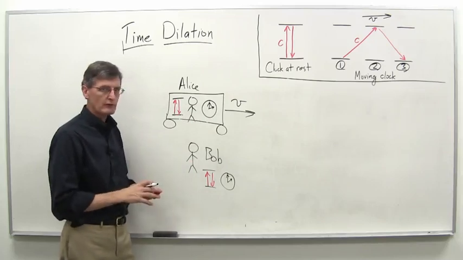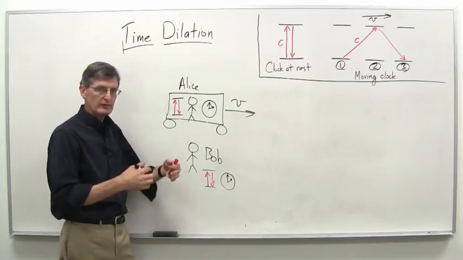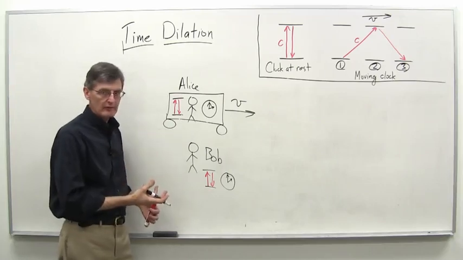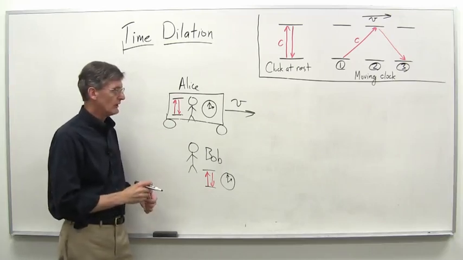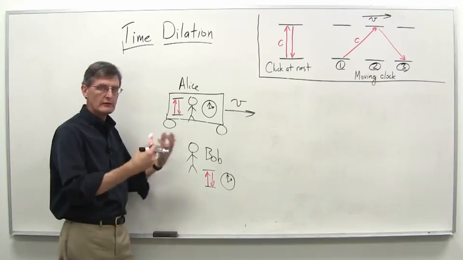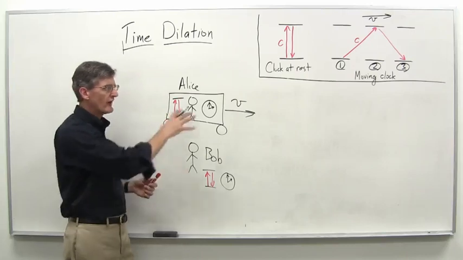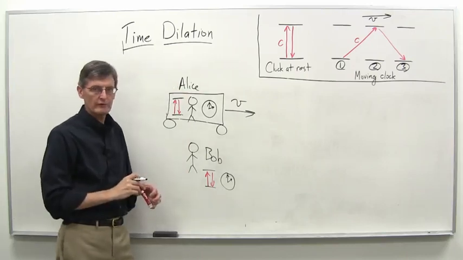And again, remember the basic equation. Delta t moving is 1 over gamma delta t at rest. Again, the time dilation effect. And as we move along here in the videos, we'll be exploring more of the consequences of this and also asking some more questions about how some of this actually works.